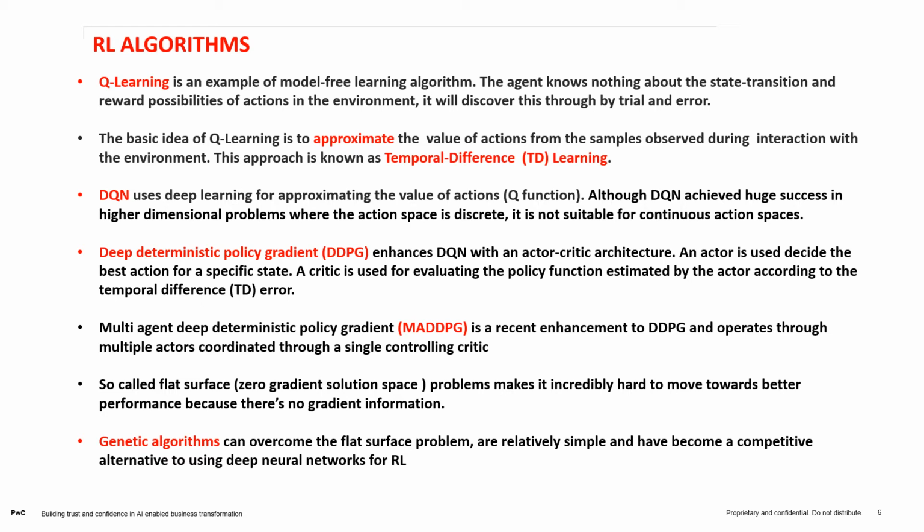Now, genetic algorithms are also an alternative to neural networks to solve RL problems, and genetic algorithms can overcome this flat surface problem. They're relatively simple to use, and it's really an algorithm to look at as an alternative to deep learning. They're quite simple and normally give good results.